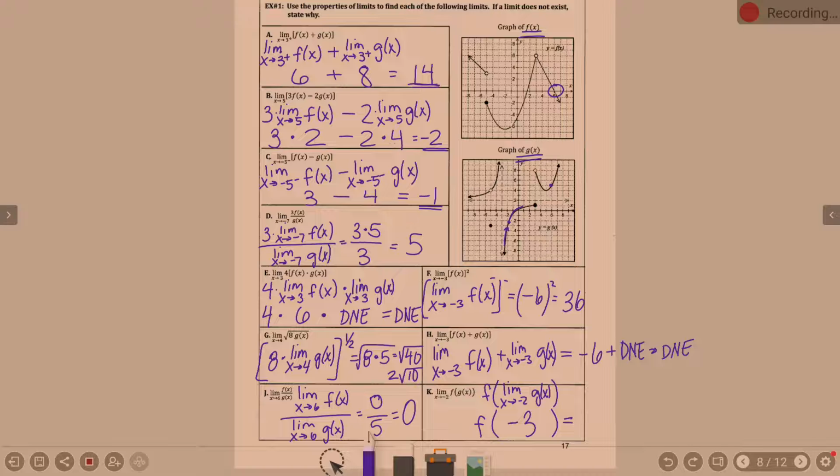Now, at this point, we're no longer doing a limit. We're finding the value of f at -3. So what is the value of f at -3? -6. Okay.